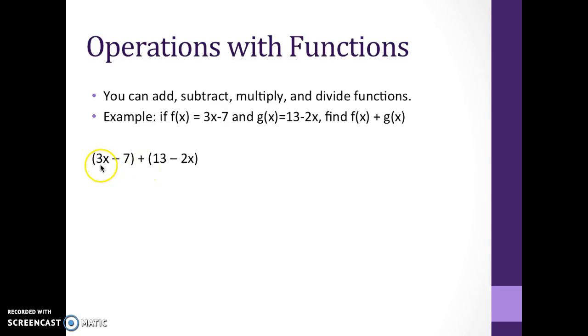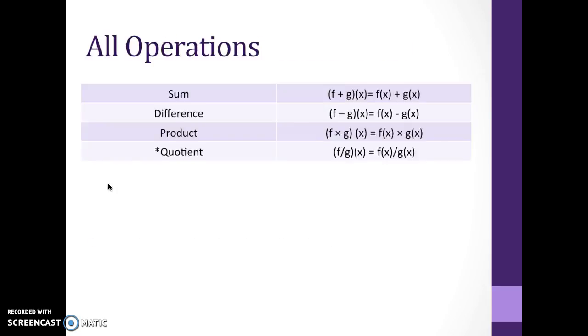When we add together, we look for like terms. So we have 3x plus negative 2x, which is going to be x. And we have negative 7 plus 13, which is going to be 6. So our answer is going to be x plus 6. This new function is now denoted as f plus g of x.